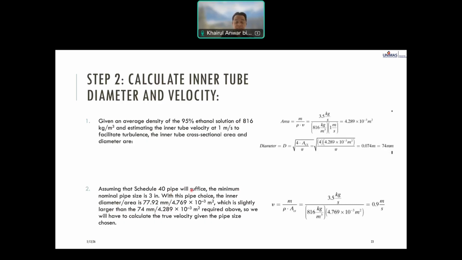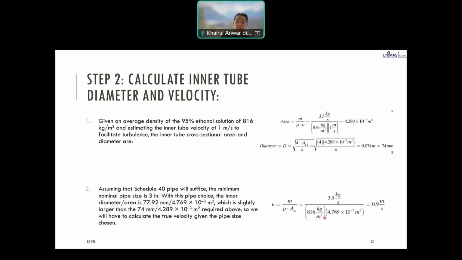Table A5, I think. This will suffice. The minimum nominal pipe size is 3 inches. So with this pipe, the inner diameter is 77.92 millimeter and the area is 4.769 times 10 to the power negative 3 meter square, which is slightly larger than the 74 mm and 4.289 value required above.